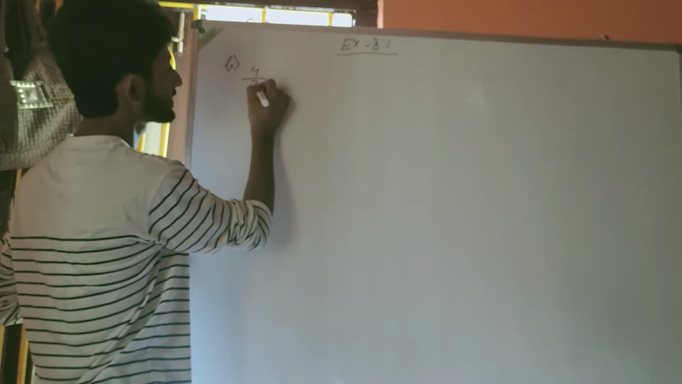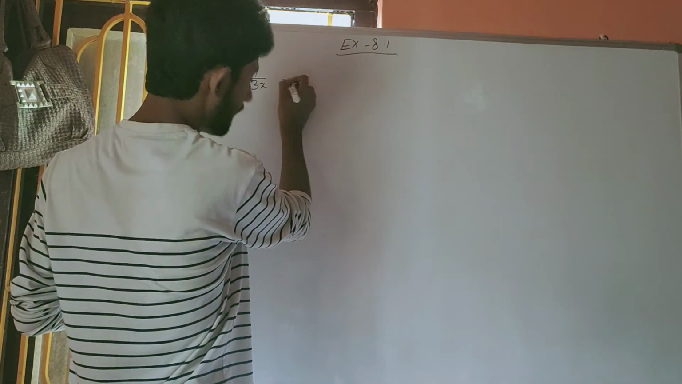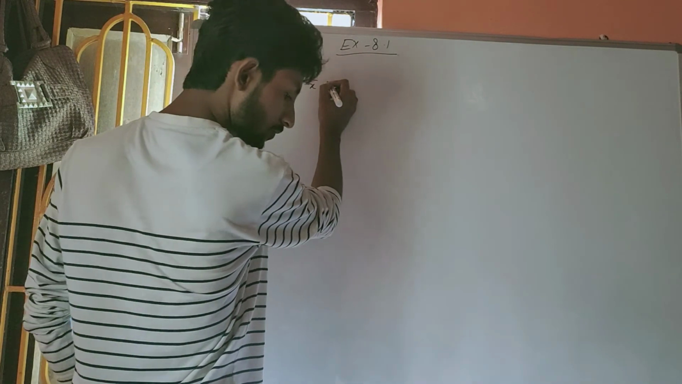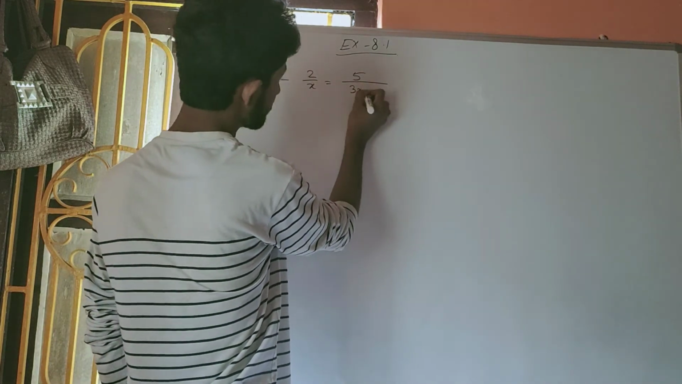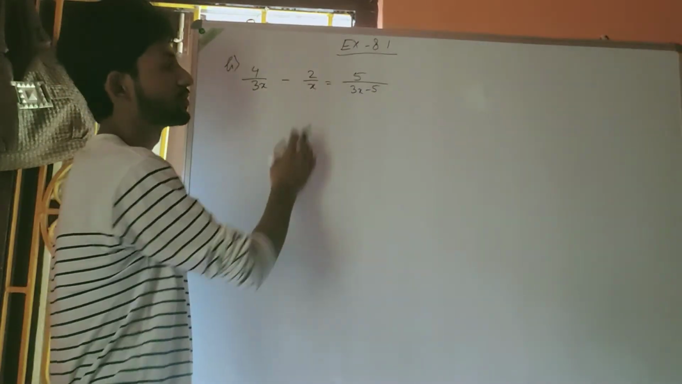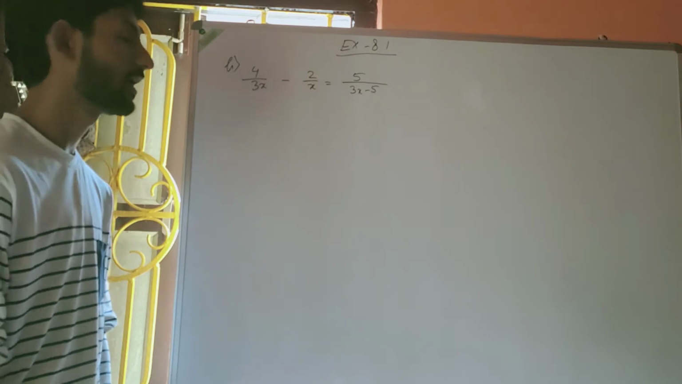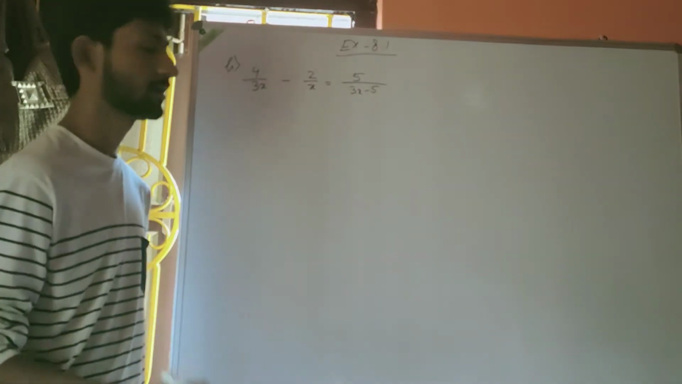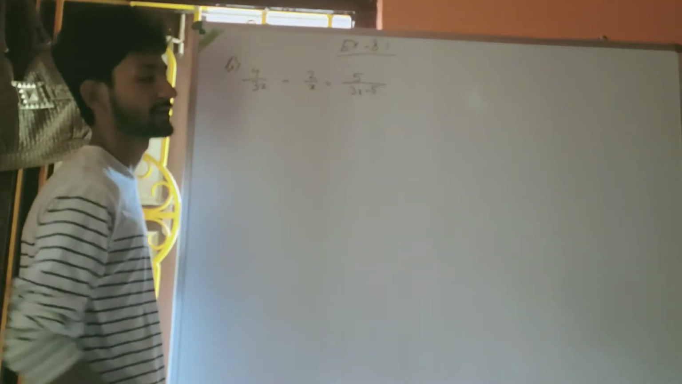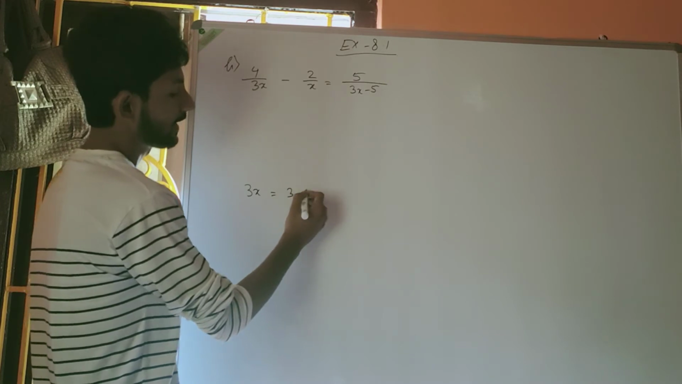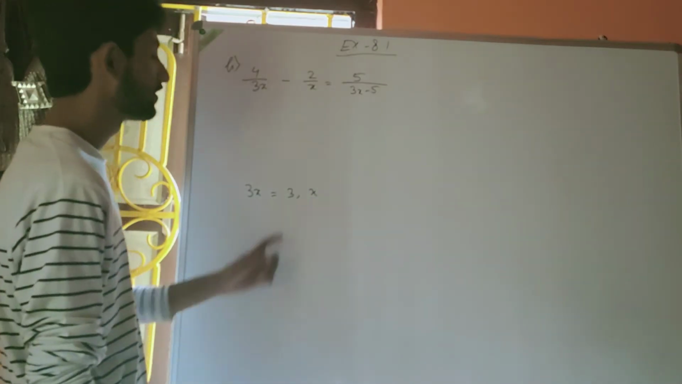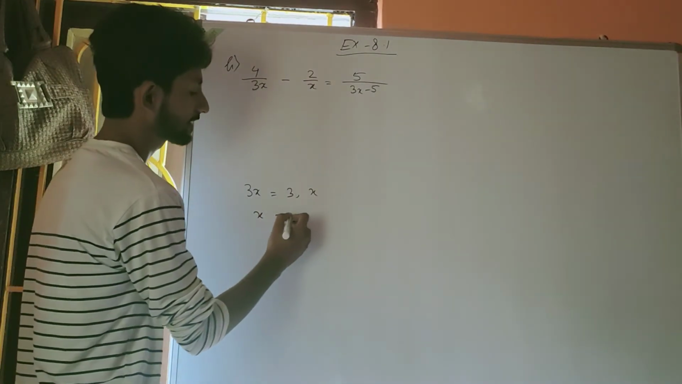4 by 3x minus 2 by x equals 5 by 3x minus 5. What will we do here? Now we have to take out the LCM of 3x and x. Listen very carefully, that for 3x and x, we have to take out the LCM. How can I take out the LCM? For 3x, the factors are 3 and x, and the factor of x is x only.